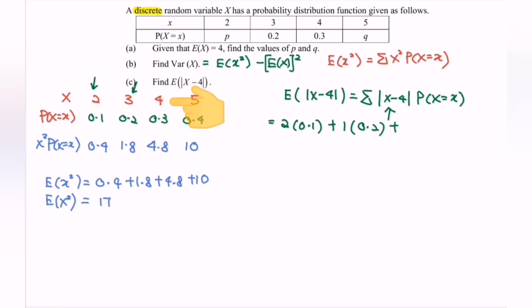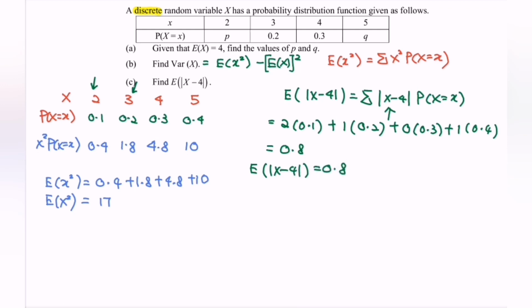Continue. If we substitute 4, we will have 0. The probability for 4 is 0.3. Plus, if we substitute 5, we will have 1. The probability for 5 is 0.4. So from here, if we sum up everything, the answer will be 0.8. So E of modulus x minus 4 is equal to 0.8.